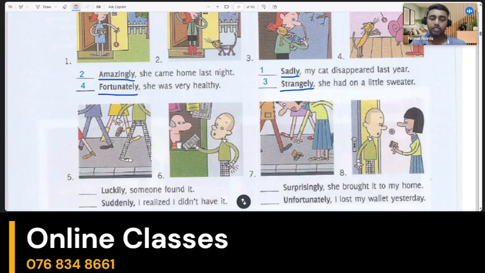As it is stated here, unfortunately, I lost my wallet yesterday. So this must be the fifth one. Unfortunately, I lost my wallet yesterday. Why do you say unfortunately? Because when you lose your wallet, it's an unfortunate thing. You don't purposefully lose your wallet. So that's an unfortunate thing.